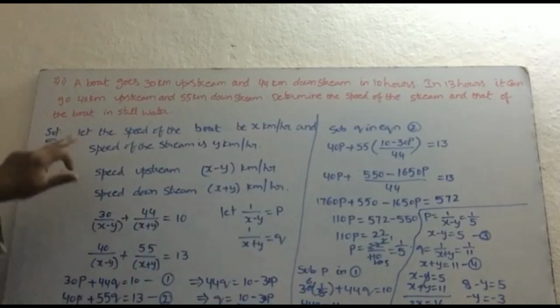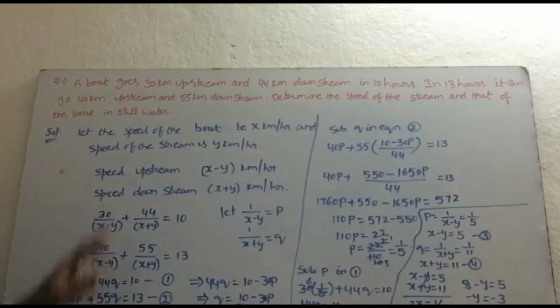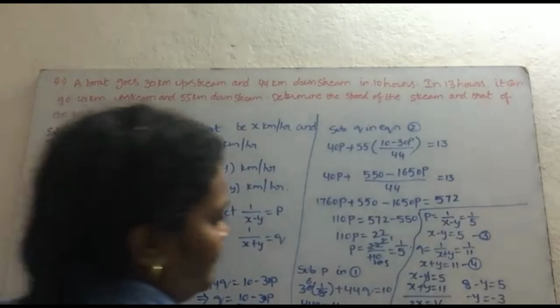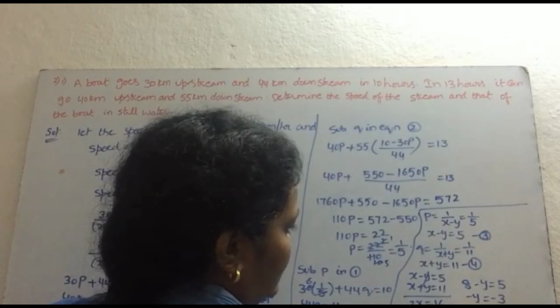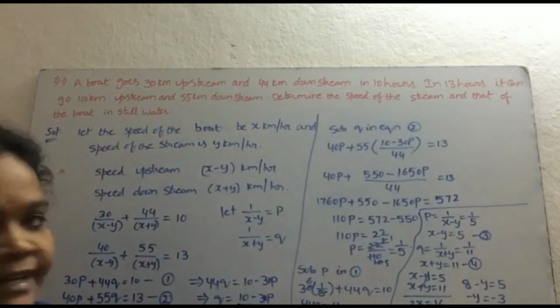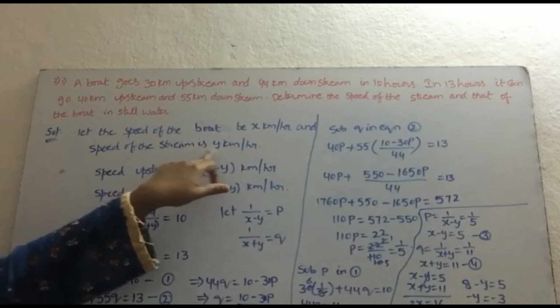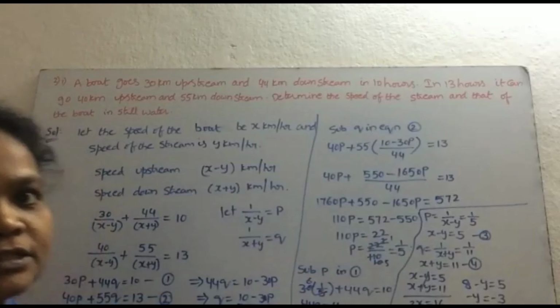So the speed of the boat is 8 km per hour and the speed of the stream is 3 km per hour. So speed of the boat is 8 kilometers per hour and the speed of the stream is 3 km per hour.